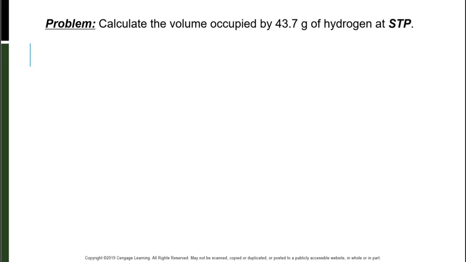Calculate the volume occupied by 43.7 grams of hydrogen at STP. You might look at this and say, I'm only given one variable. I'm given mass. Mass is nowhere to be found in PV equals nRT. But I'm told that it's hydrogen, so I can go from grams to moles because I can find the molar mass of hydrogen. And we are told that this is at standard temperature and pressure.